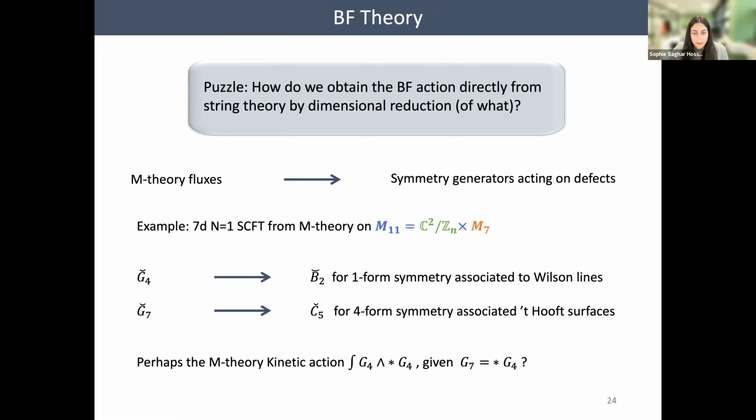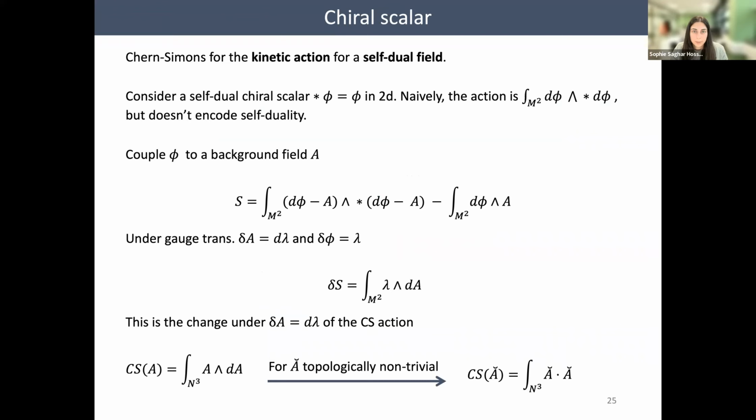So what you have to do really is to construct a self-dual action properly for these fields, for G4 and G7. And to see how to do this, let's consider the example of the chiral scalar in 2 dimensions. So there we have a self-dual chiral scalar, which is self-dual.